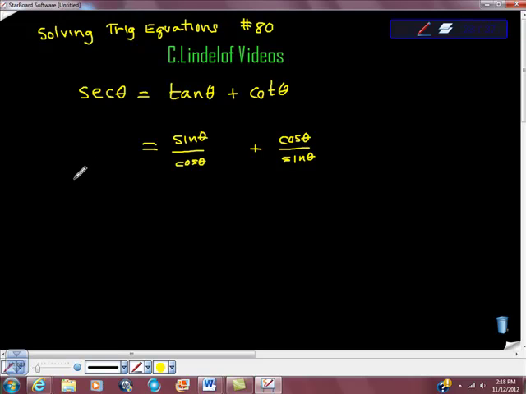I'm just trying something, right? Just try to get started on it, try to get moving. Now this is 1 over cosine theta. So I have 2 of these over cosine theta, 1 over sine theta. What I decided to do here was make common denominators and see if I could get this all under one denominator.